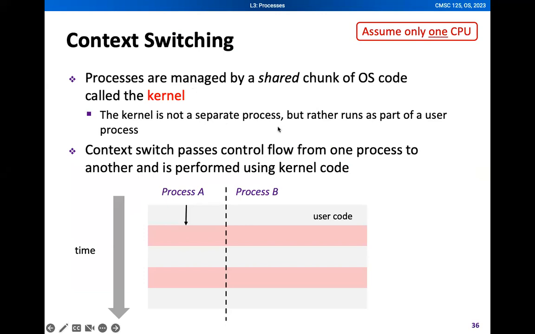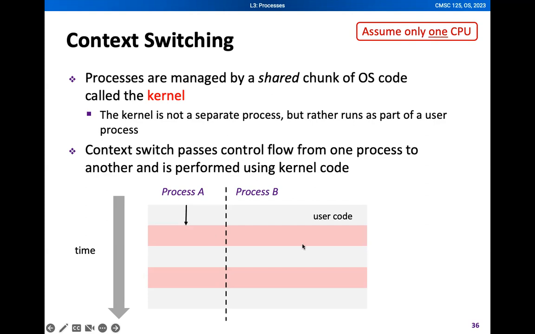So the kernel is not a separate process, but rather runs as part of a user process. So the context switch passes control flow from one process to another and is performed by kernel code. So for example dito, we have two processes, A and B, and they are going to run in parallel until such time that both of them complete their execution.